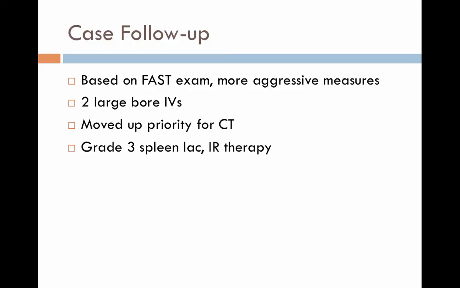So because of this FAST exam, of course, we move her up the triage list, and we start treating her a little bit more aggressively. We go ahead and say, yes, she needs 2 large bore IVs. No, she can't go to the bathroom. And yes, she should probably go to CAT scan before some of these other trauma patients who are stable and have negative FAST exams. And she was actually found to have a grade 3 spleen lac, still some active extravasation, and she had to have endovascular therapy. And she eventually did well, and she remained stable throughout her whole hospital course.